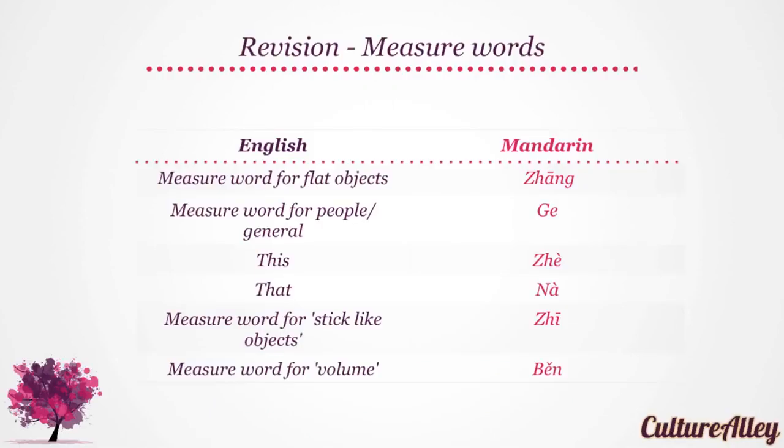Let's start by going over some of the phrases that you learned in the last lesson. The measure word for flat objects is zhang, while that for people or for general use is ge. This will be zhe, and that becomes na. The measure word for stick-like objects is zhi, whereas the measure word for volume is ben.